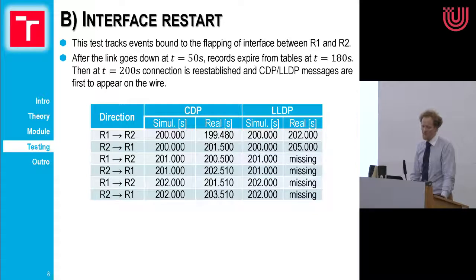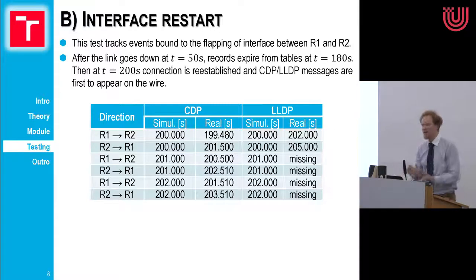In the second phase, we've decided to see what will happen if we flap the interface. This is basically only one use case that you can test when you are playing with CDP and LLDP. So imagine that the link goes down at some time, and then the connection is re-established. And once again, you can see a similar order of messages being exchanged between, for instance, router R1 and router R2, which kind of confirms that we've at least implemented CDP and LLDP according to the standard.